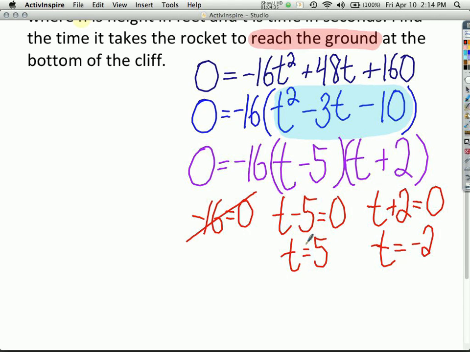That's right. So, the answer to the question is, how long will it take? Answer the question. It's going to take 5 seconds. Anyone have any concerns about that?